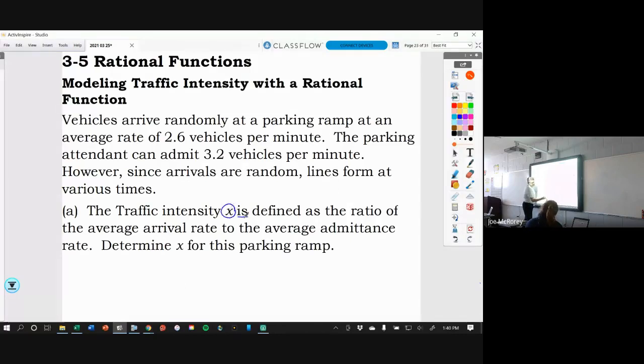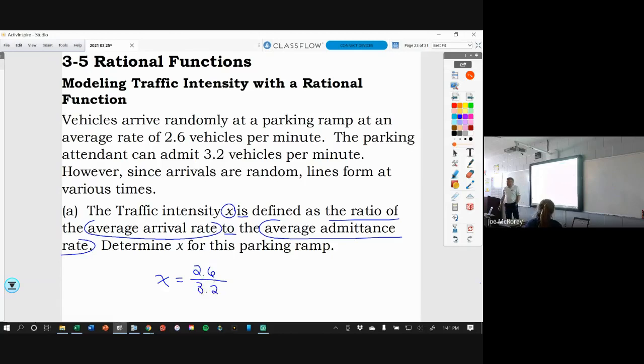X is what? The ratio. The ratio of what? A fraction. A ratio of what? The average arrival rate. Average arrival rate is 2.6, to the average admittance rate, which is 3.2.